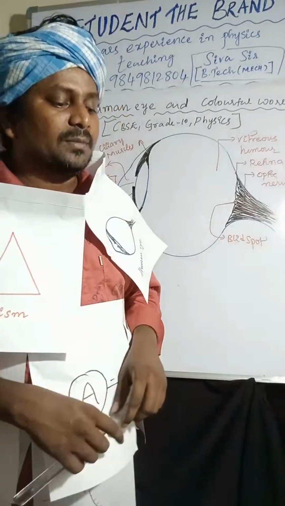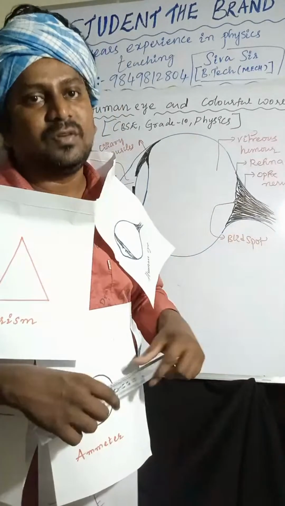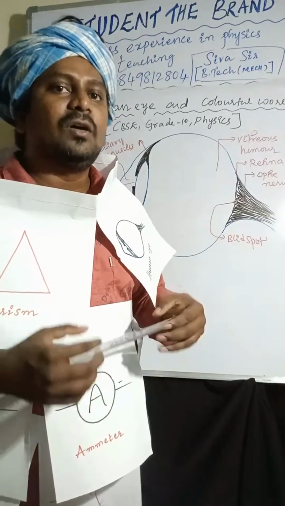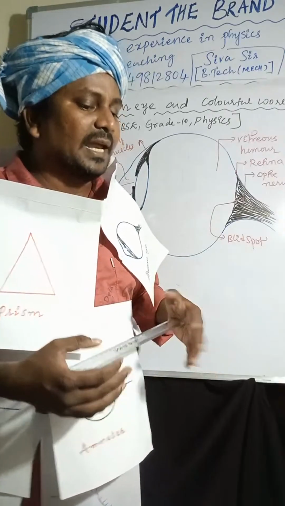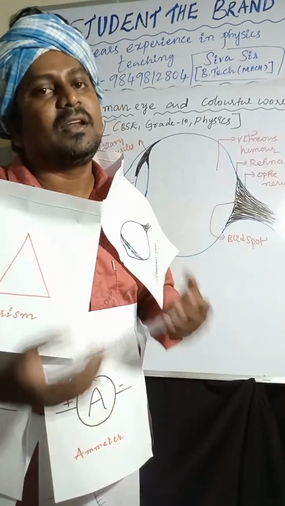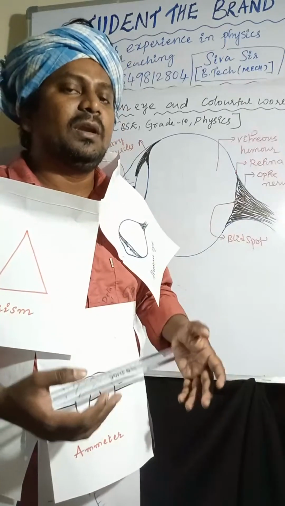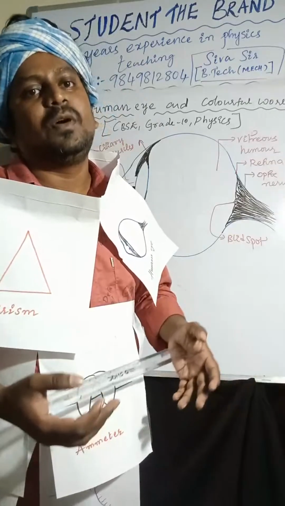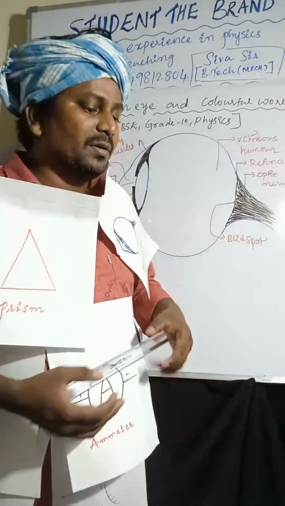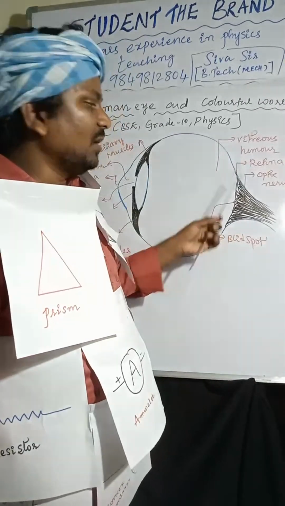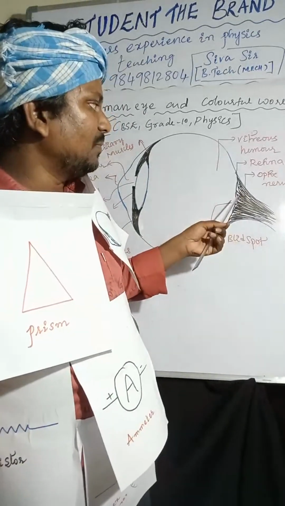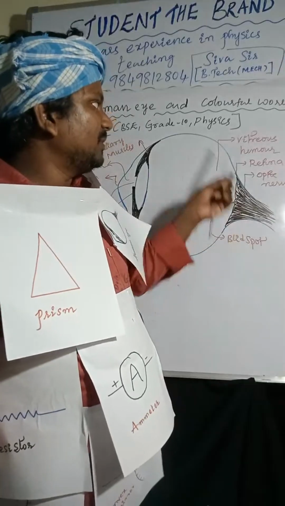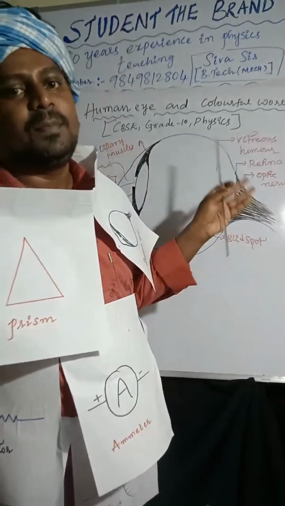The blind spot is where there won't be any image formed. It is only a dark place. Light will not reach that point, so a dark place will be there. That is called the blind spot. So this is about the human eye parts and functions.